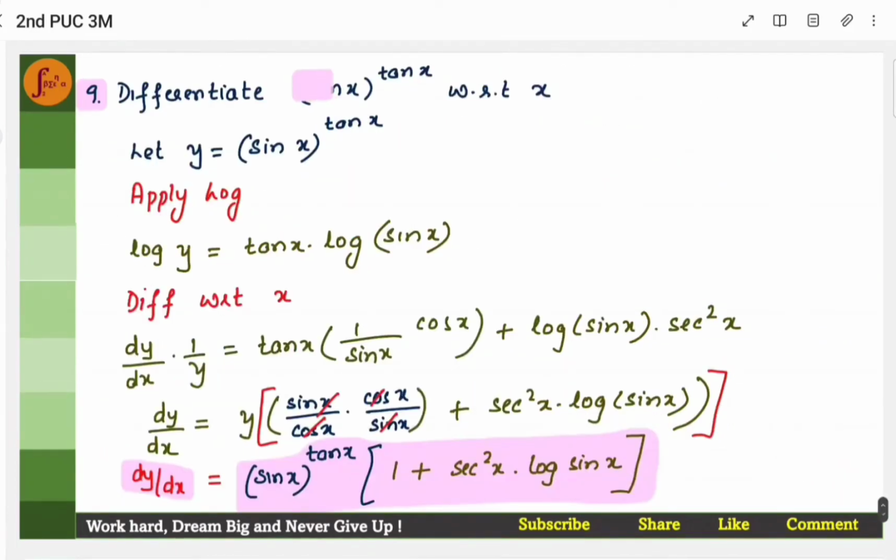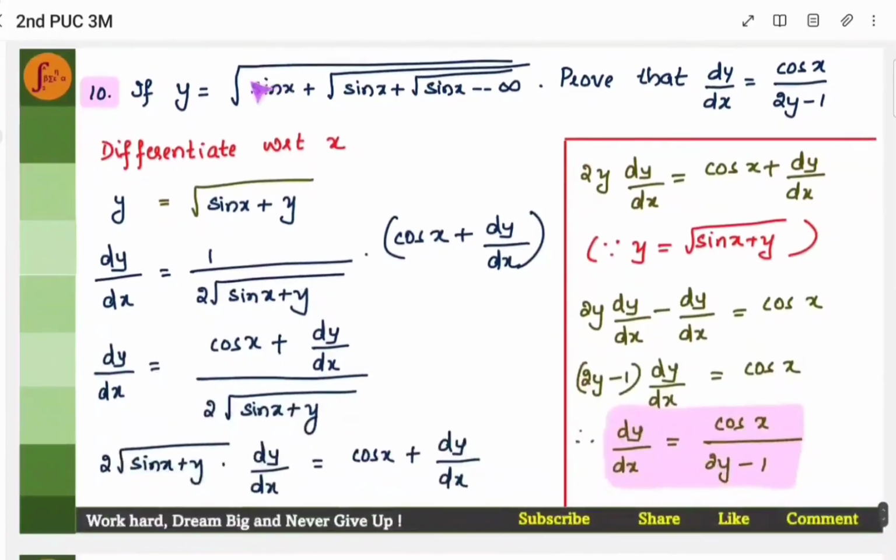Next one. Okay, here again you have logarithmic. Sin x to the power tan x. Simple. What you will do? Apply log. So you'll get tan x into log of sin x. Tan x will become the power, right? So it will come here. Tan x into log of sin x. Log y. Differentiate.